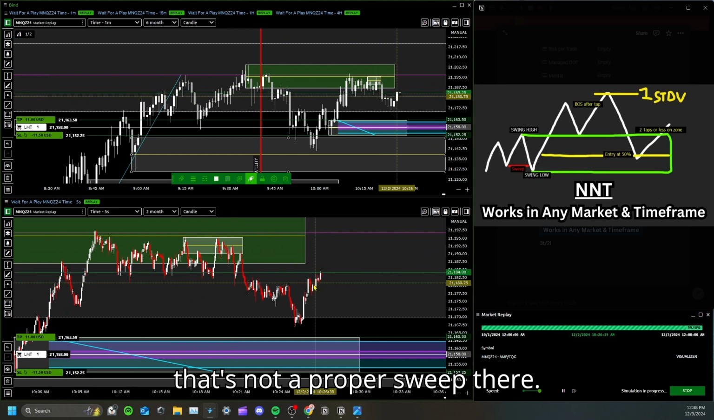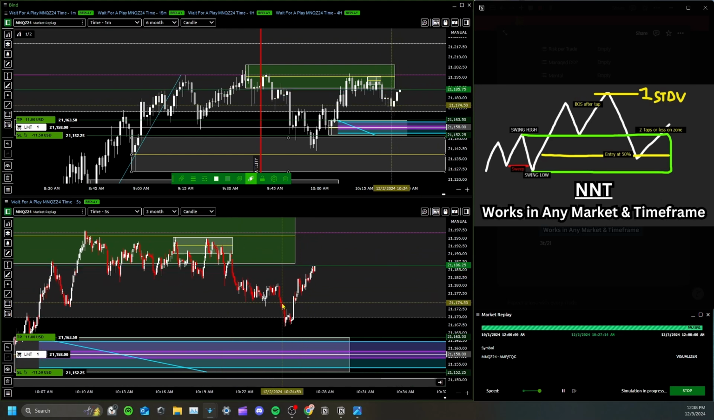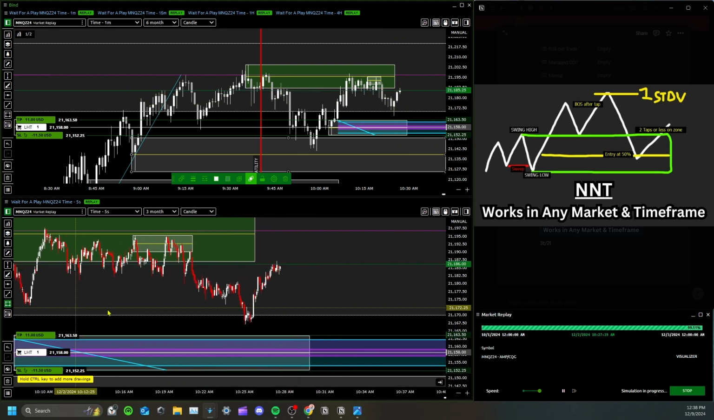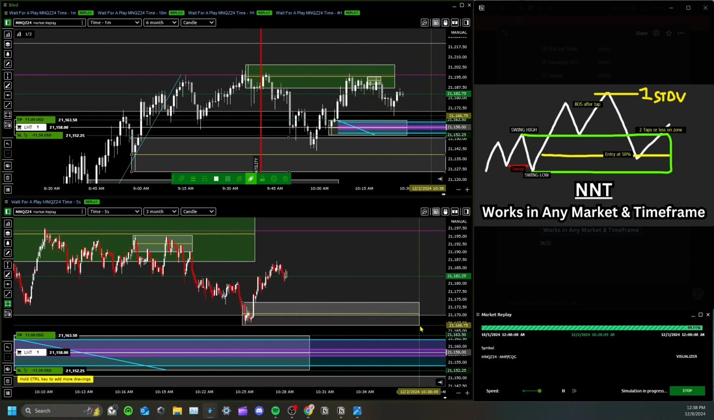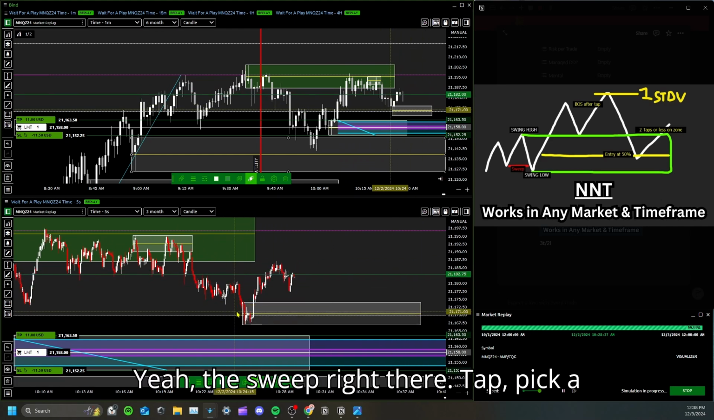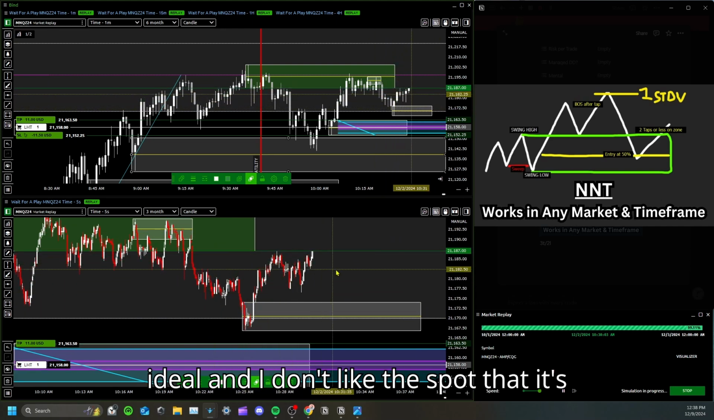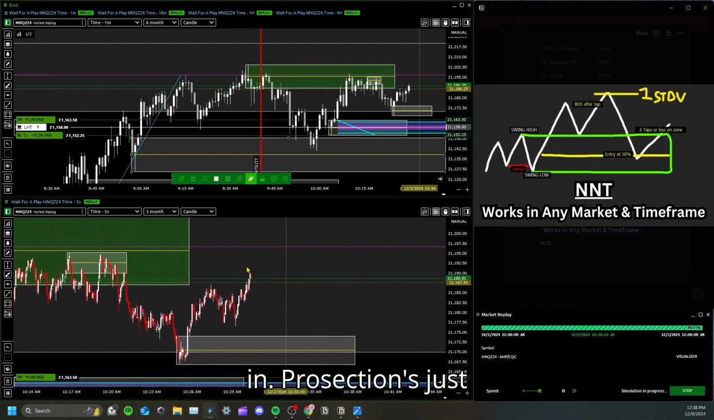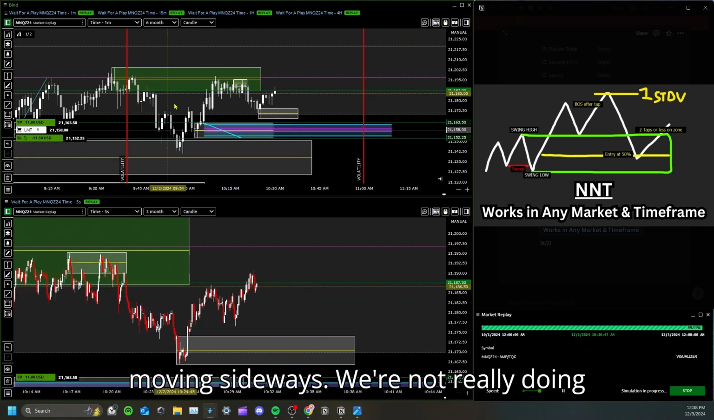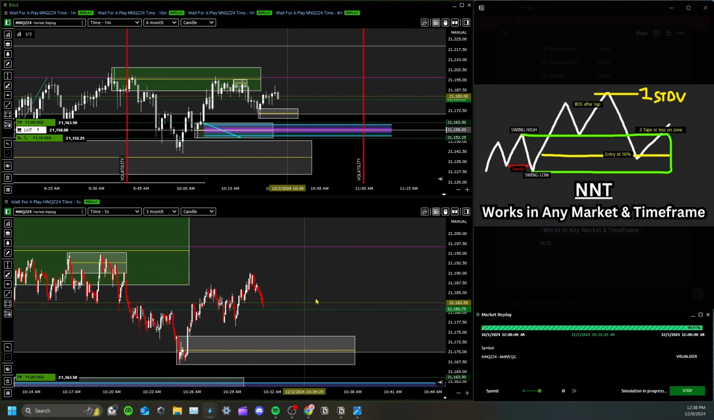Hey, that's not a proper sweep there. There's a play right here, but it's just kind of forcing it. Yeah, the sweep right there. Tap, breaker structure. But it's not ideal, and I don't like the spot that it's in. Price action is just moving sideways. We're not really doing anything.